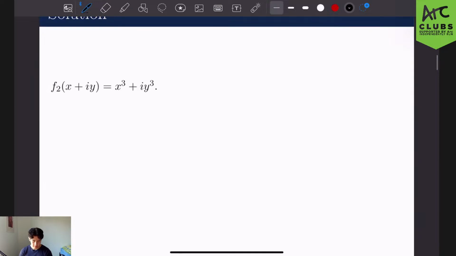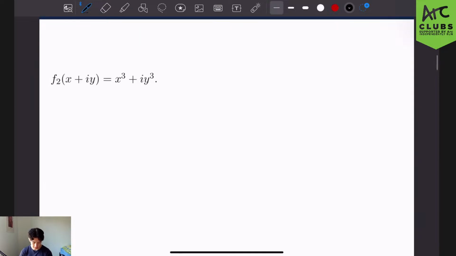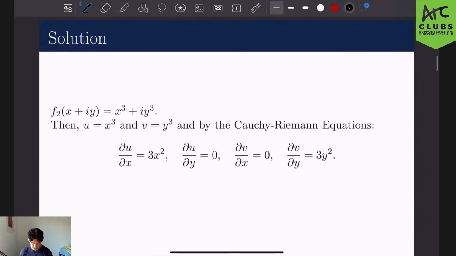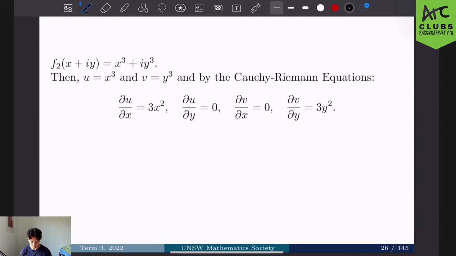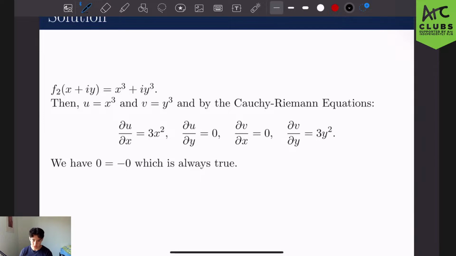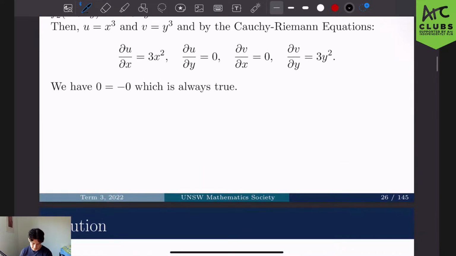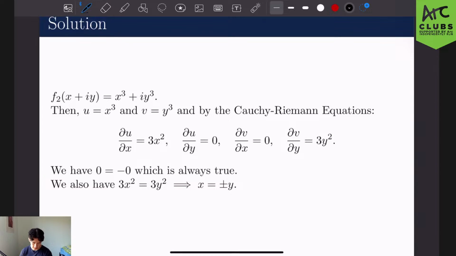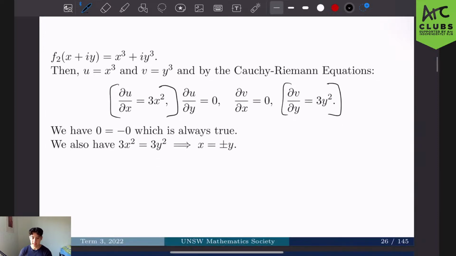Alright, so we'll apply that again. It's already in the u and v form, so we'll just calculate the partial derivatives. And you can see here, our first condition is that these middle two are equal to the negative of each other. So this is always true, no matter what x and y we choose. And then next we have 3x squared equals 3y squared from equating these. And this is satisfied when x is equal to plus or minus y.